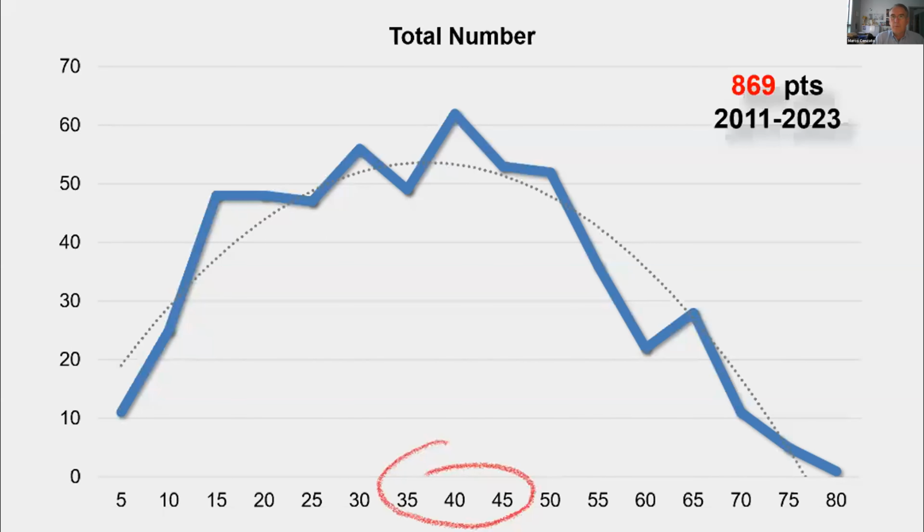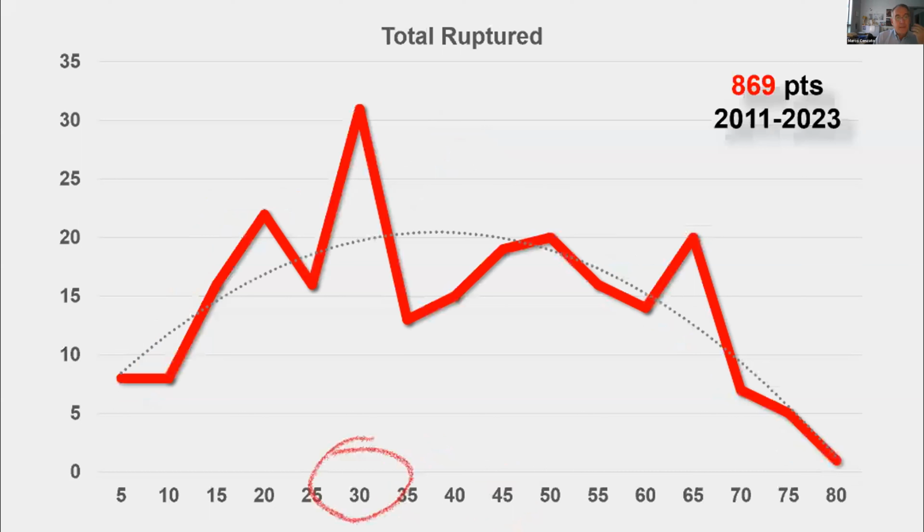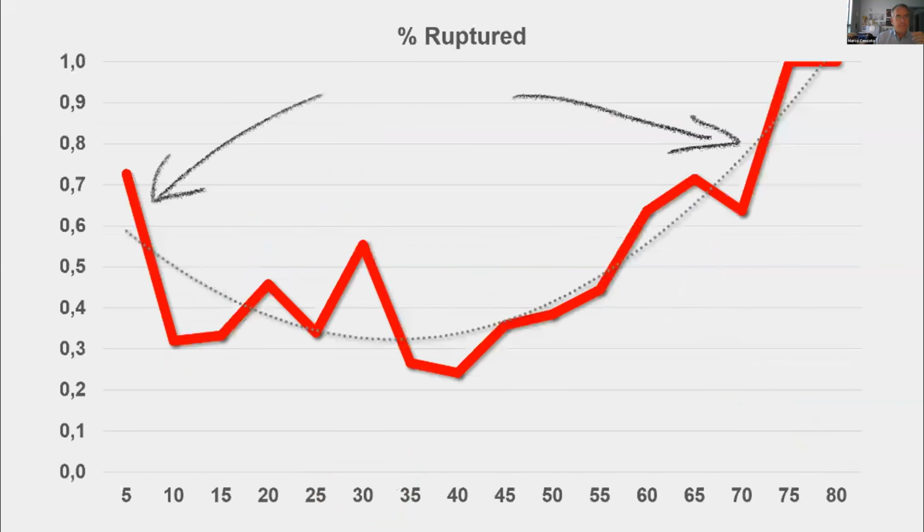And we have seen around 800 AVMs, and most of them presented around the 40s, between 35 and 45 years of age. And most of the ruptured AVMs occur during the 30s. But if you do a percentage of the ruptured compared to the numbers, we can see that most of the AVMs that ruptured are in pediatric age or in older age.